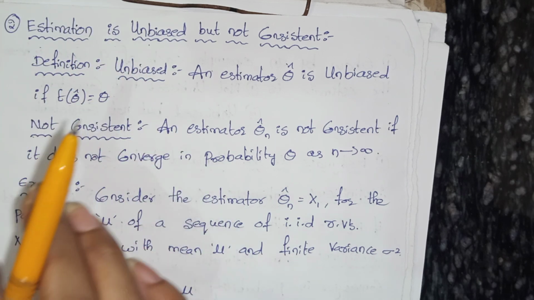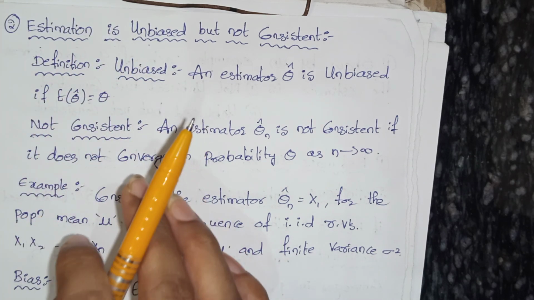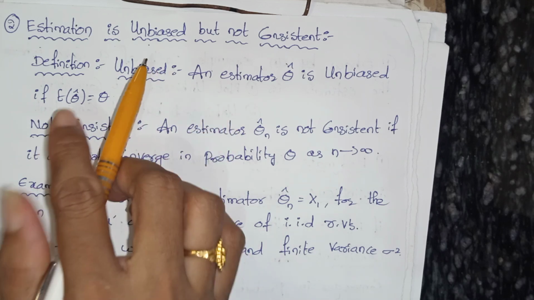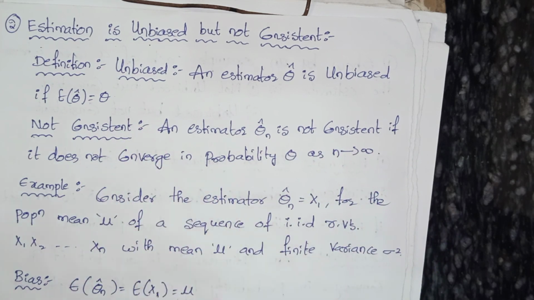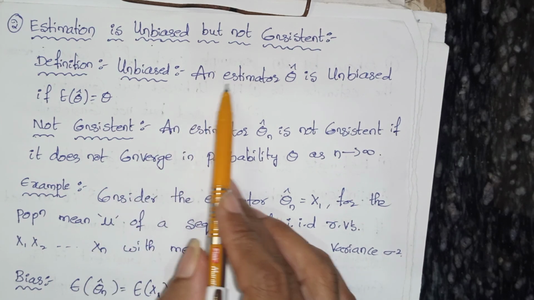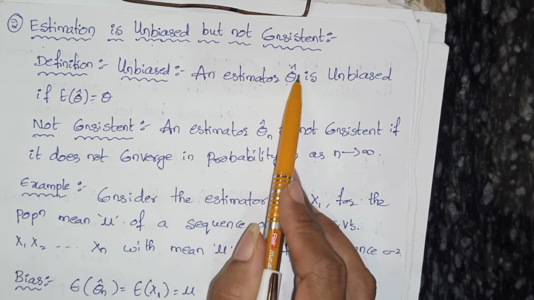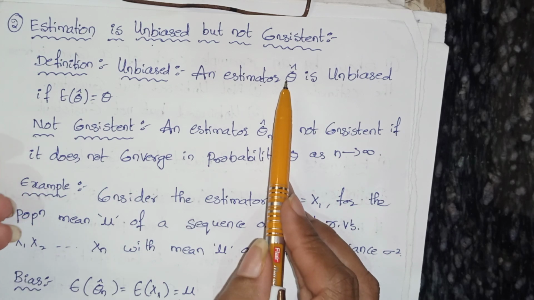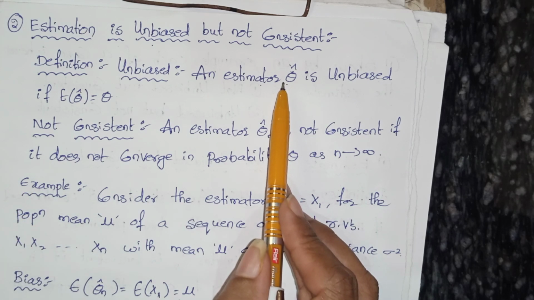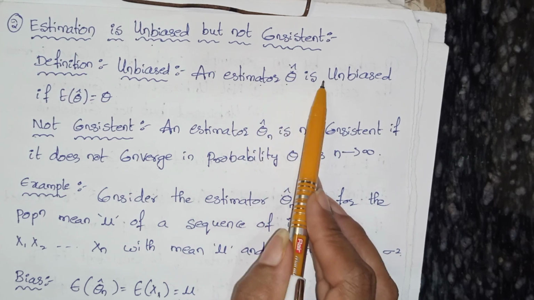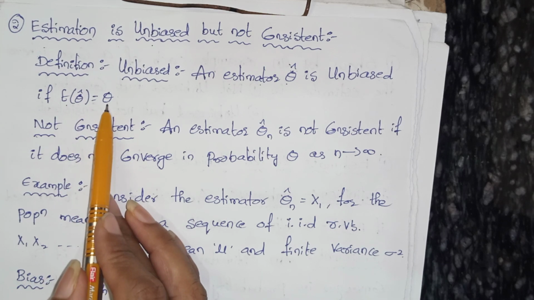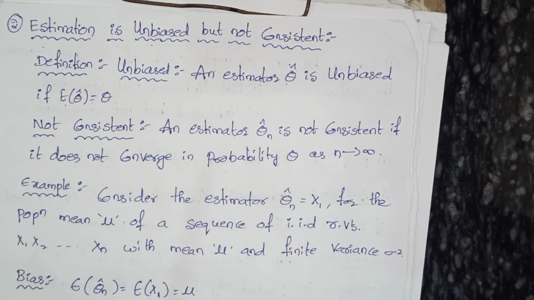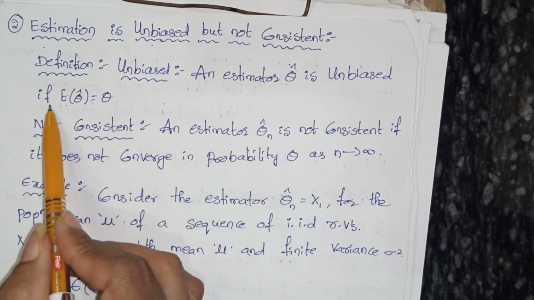Now what we have to do is prove that the estimator, whatever estimator example we took, is unbiased and it should not be consistent. We have to prove that. So first let's recall the definitions of unbiased and not consistent. An estimator theta cap, in the sense that cap indicates that we are going to find out the unknown value. So an estimator theta cap is unbiased if expectation of theta cap equals theta. That means whatever we are going to prove, we have to satisfy this equation.